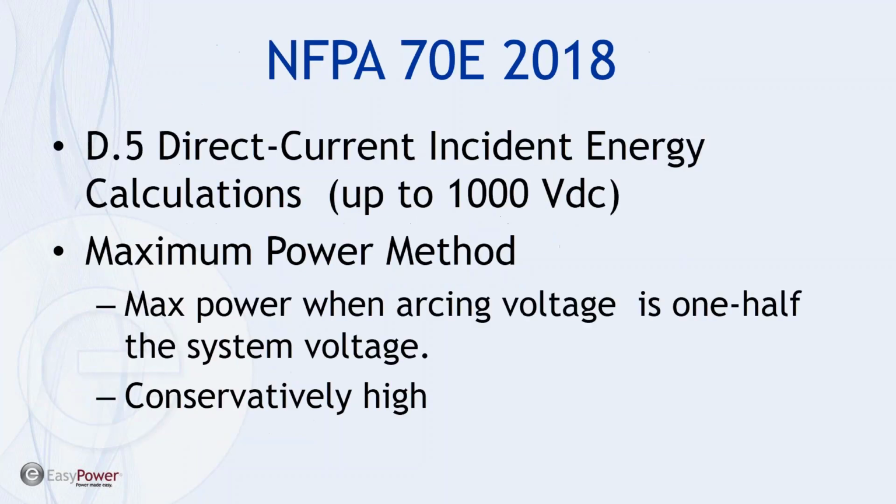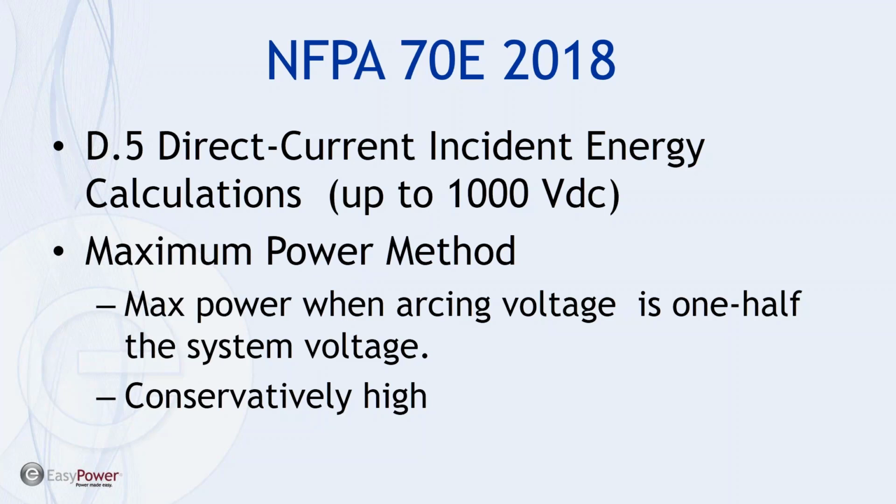Okay, for starters, NFPA 70E, the most current version, or the version that's soon to be in effect, is 2018. Informative Annex D5 is focused on direct current incident energy calculations, and this is up to 1,000 volts. And what's described there is referred to as the maximum power method.